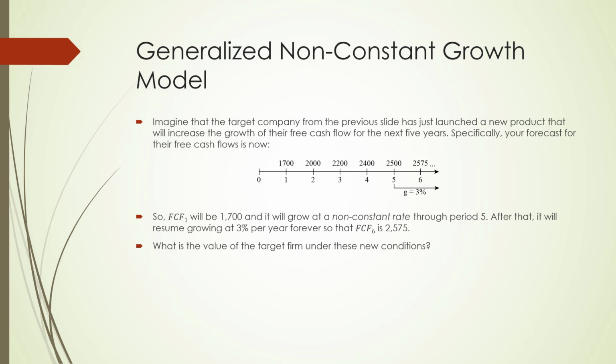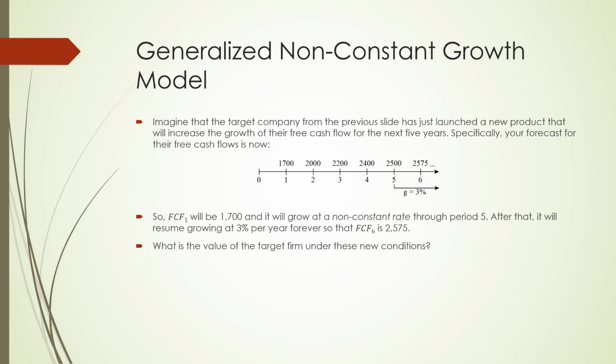After that, we're going to assume that the firm is going to grow at a constant rate of 3% per year forever. So you can see here that we have non-constant growth. I mean, clearly the growth rate from 1,700 to 2,000 is more than the growth rate from 2,000 to 2,200. So the growth rate now is not constant during the first 5 years. So how do we handle this? Well, remember, same basic idea. The value of the firm, or the value of the firm's operations, I should say, is the present value of all the future free cash flows.